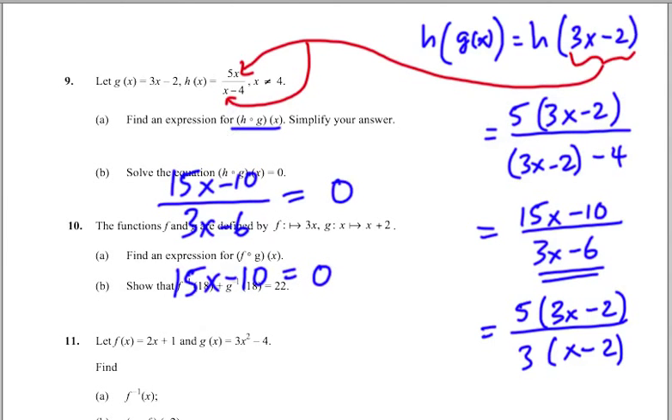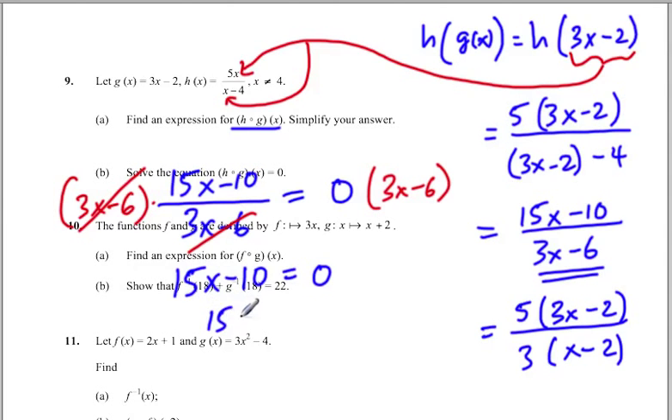I hope you understand that all I did was multiply both sides by 3x minus 6. You can cancel these two sides out, so you're left with 15x minus 10. And over here, it's 0 times that, but 0 times anything is 0, so that's why you get that. Anyways, 15x is equal to 10, and so x is equal to 10 over 15, which is basically 2 over 3. So that's the solution for b, which is 2 over 3.